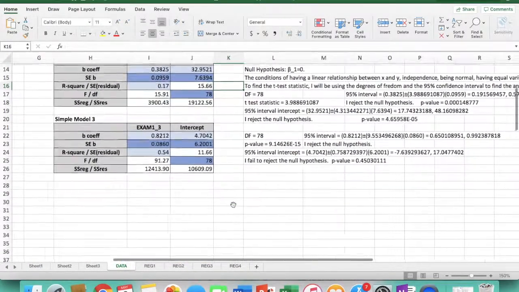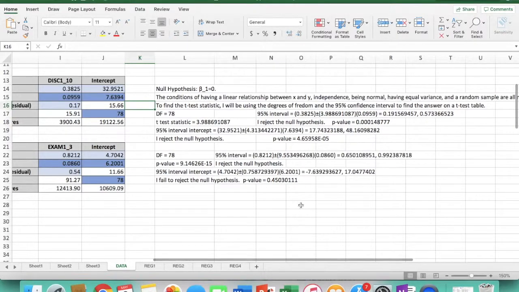Okay, for the third one, again, same degrees of freedom. This time there was a t-stat of 9.55, plugged it in and found it between 0.65 and 0.99, with a p-value of 9.15 times 10 to the negative 15th, so I rejected the null hypothesis for the x variables. But then for the intercept, I found the t-stat to be 0.759, and I plugged that in to find negative 7.64 to 17.05 for the confidence interval, and I failed to reject the null hypothesis, so the p-value was 0.45.